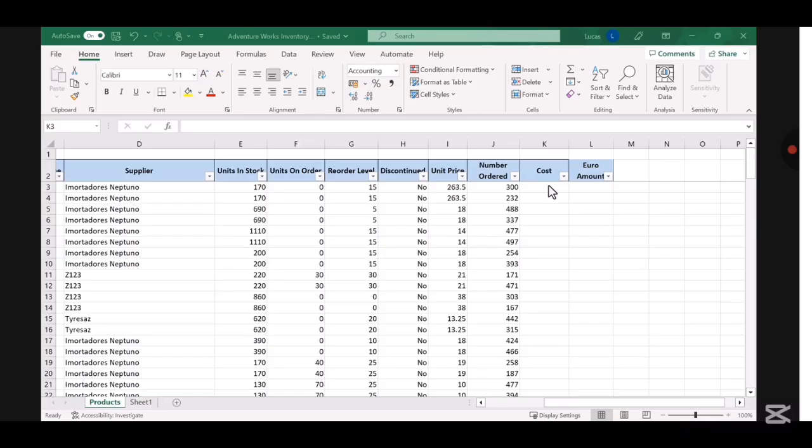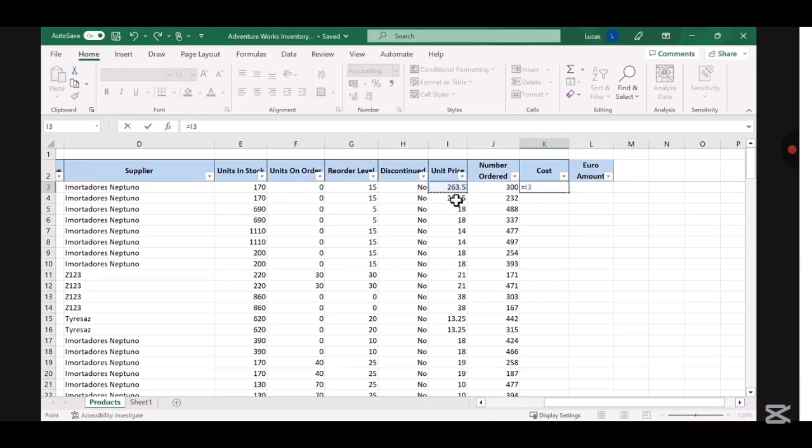Begin by positioning the cursor on K3, which is the cost column. This is the cell where the results should be displayed. Then type an equal sign. To determine the cost of the order, you need to multiply the contents of I3, the unit price, by the contents of J3, the number ordered. Select cell I3 to add that reference to the formula. The equal sign and the cell reference are displayed in both the result cell K3 and in the formula bar.